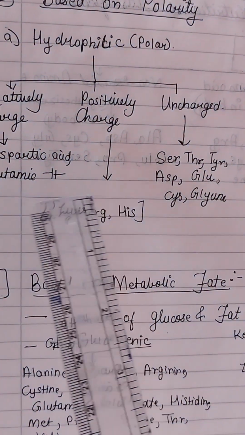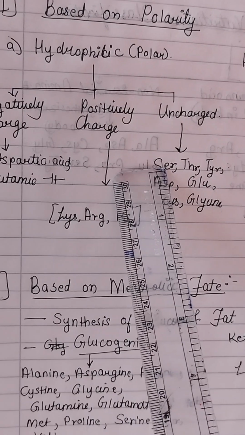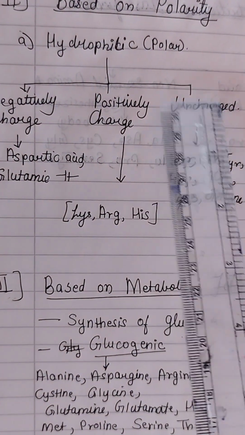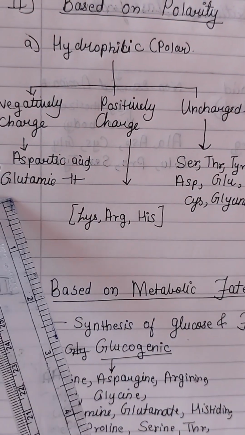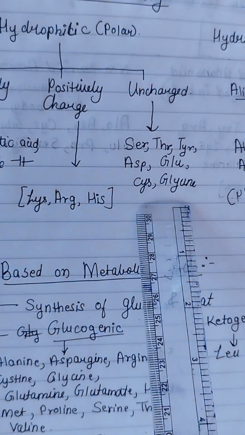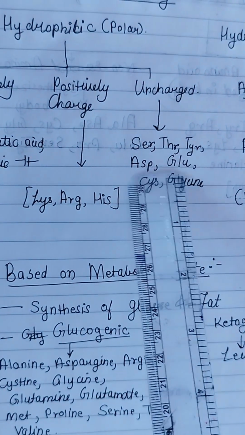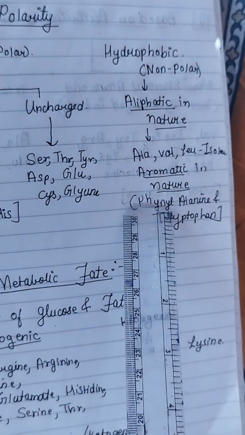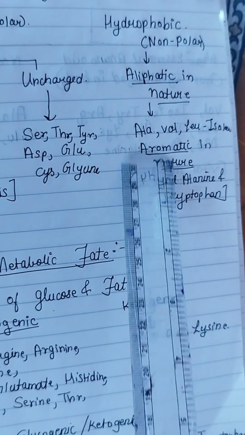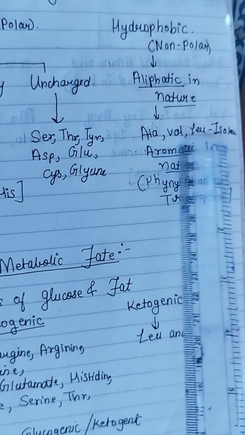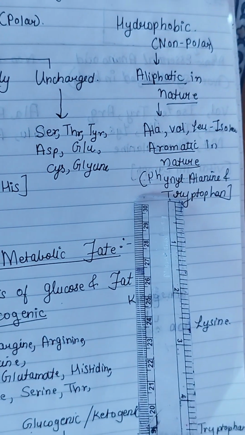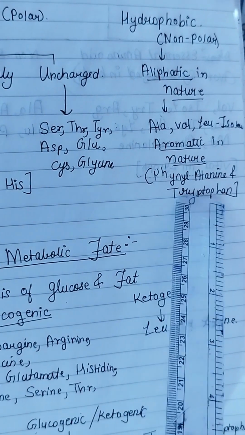Again, a review of the hydrophilic amino acids: negatively charged, positively charged, and uncharged. Negatively charged contains only two amino acids, aspartic acid and glutamic acid. Positively charged: lysine, arginine, histidine. Uncharged: serine, threonine, tyrosine, asparagine, glutamine, cysteine, and glycine. Overall, hydrophobic amino acids are water insoluble: alanine, valine, leucine and isoleucine are aliphatic and non-polar, and the aromatic non-polar amino acids are phenylalanine and tryptophan.